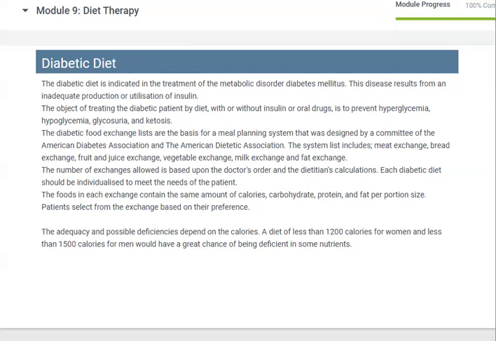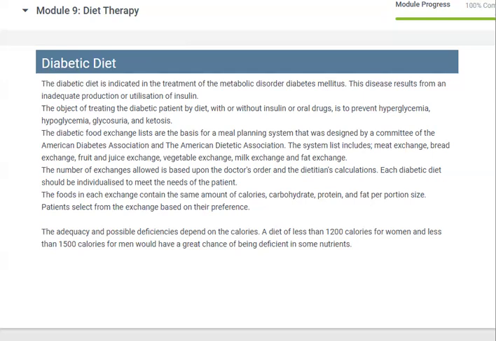The foods in each exchange contain the same amount of calories, carbohydrate, protein, and fat per portion size. Patients select from the exchange based on their preference. The adequacy and possible deficiencies depend on the calories. A diet of less than 1,200 calories for women and less than 1,500 calories for men would have a great chance of being deficient in some nutrients.